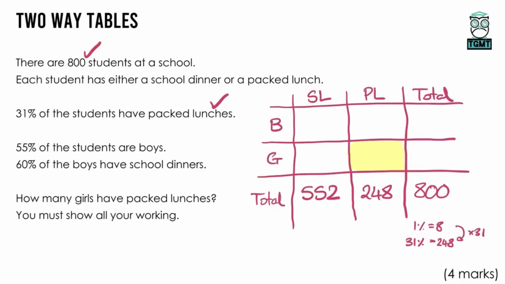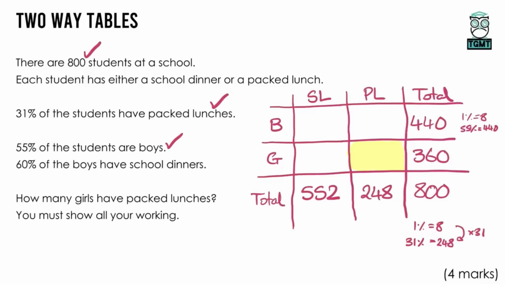I know 1% is 8, so if 1% is 8, I can do 55%, so 8 times 55, and that gives me 440 boys. There you go, 440. I can now work out how many girls there are. 800 take away 440 gives me 360 girls. That's that line done with. We're getting pretty close to that box.